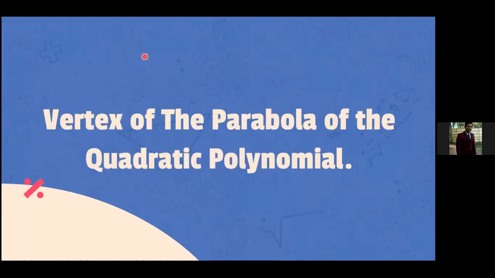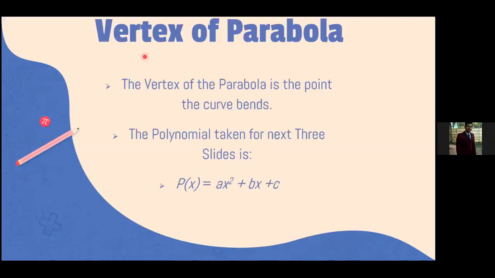Now let us read about a new concept, which is the vertex of the parabola of a quadratic polynomial. Let us first see what the vertex of the parabola is. The vertex of the parabola is the point where the curve of the parabola bends. We will take the polynomial p of x is equal to ax squared plus bx plus c for the next 3 slides.